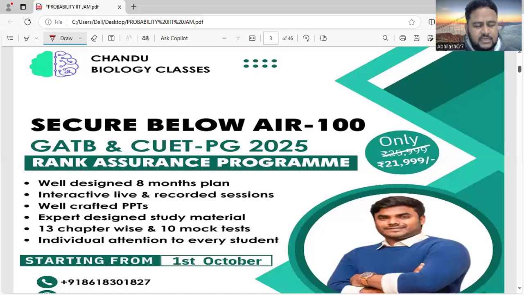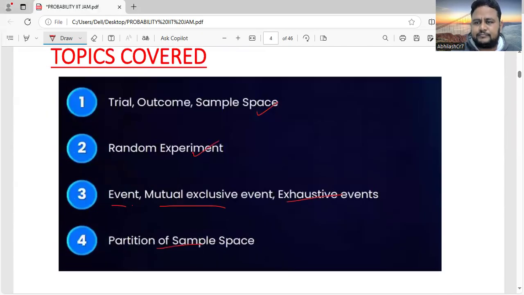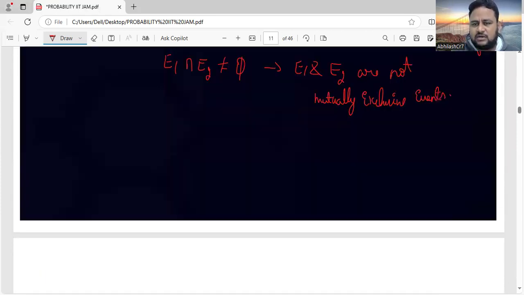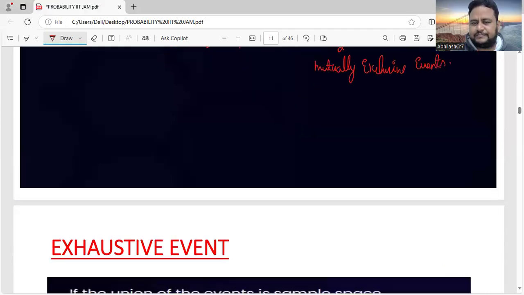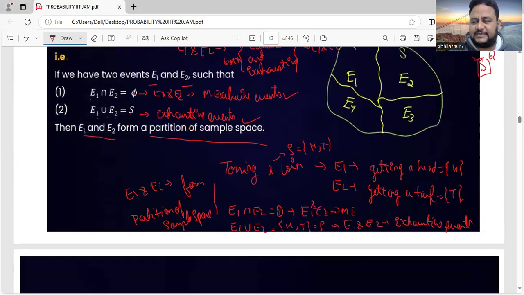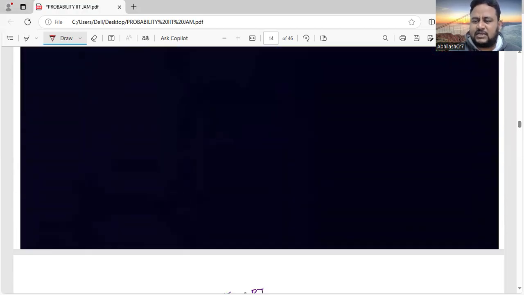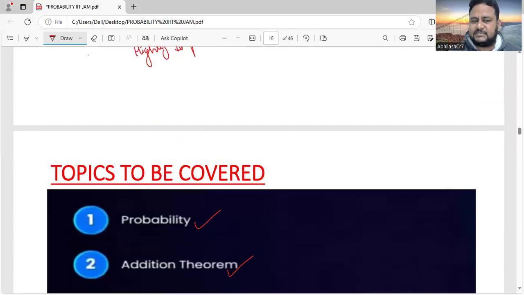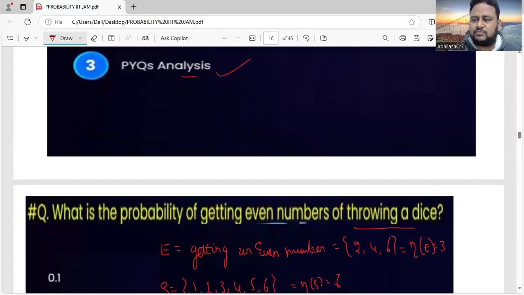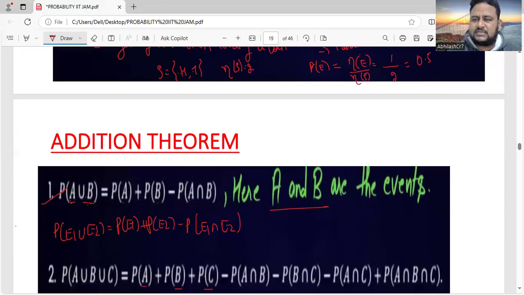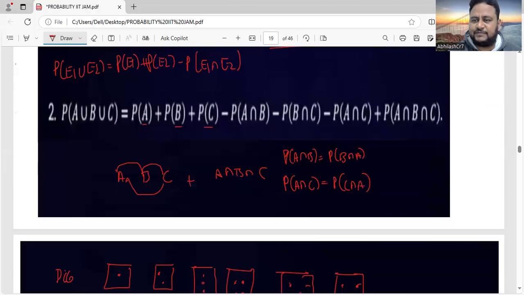We will continue with our probability sessions. In the initial class we discussed the basics of probability and the terminologies associated with it. We learned what a trial, outcome, sample space and random experiment are, what an event is, and the types of events: mutually exclusive events, exhaustive events, and partition of sample space. Then we learned about the axiomatic approach to probability, and in that we learned about the addition theorem. And in the previous class, based on the axiomatic approach, we solved a lot of PYQs.